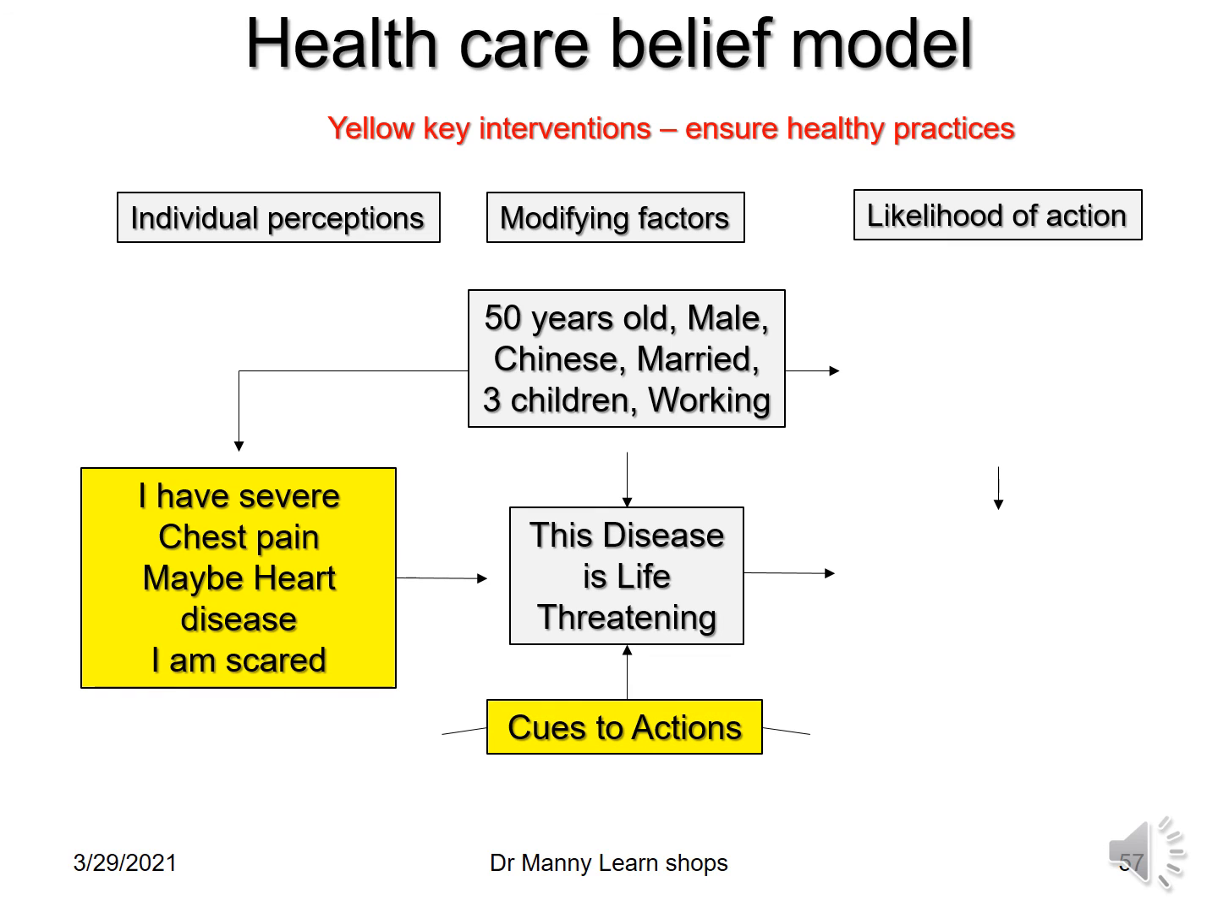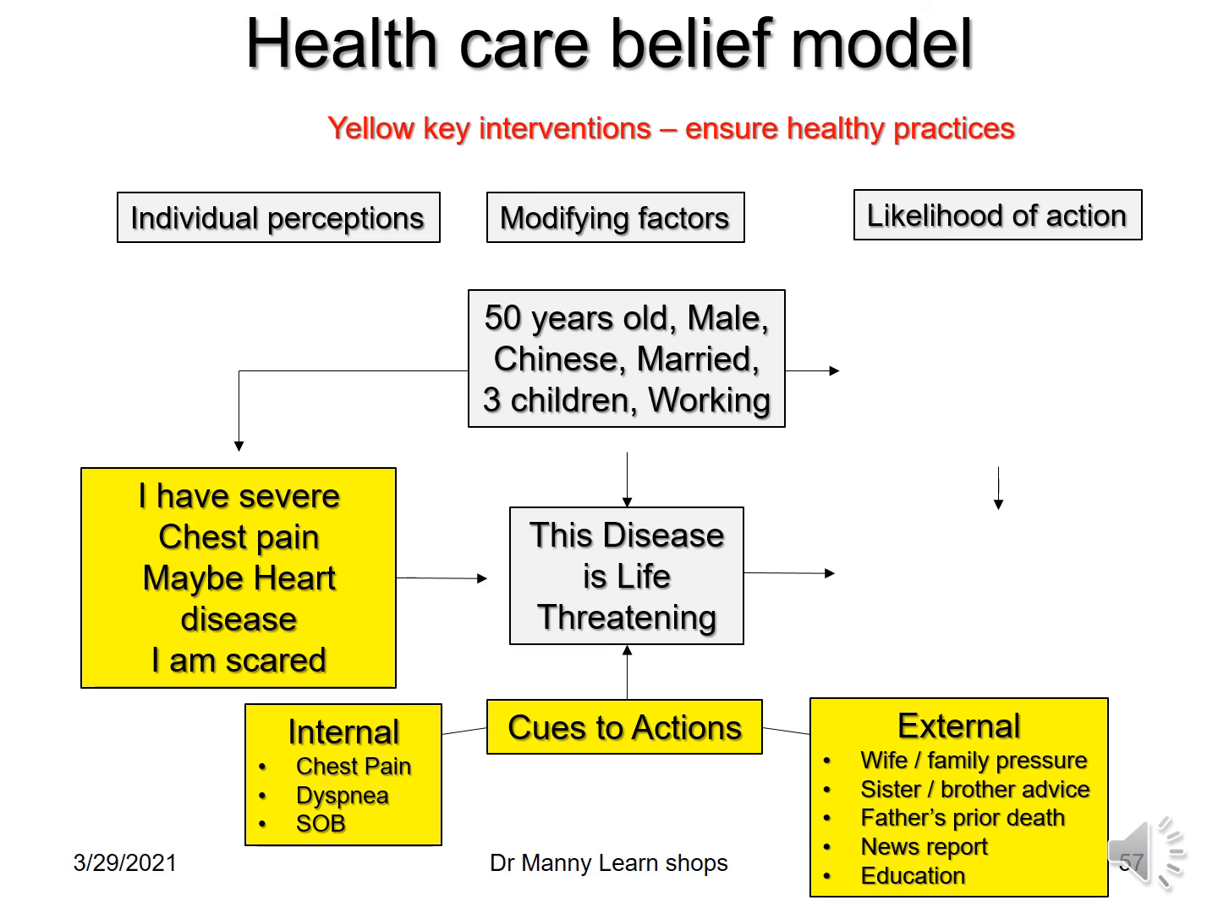So what are his cues for action? What's he going to do about it? Well, the cue for action to make him do something about it is that he's having chest pain, he's got dyspnea, well, he's got difficulty in breathing, and he's short of breath. Then he remembers that his father died of a similar condition, so he's got a family history. His wife and family, sister and brothers are constantly nagging him to do something about it because they're concerned. He listens to the news report about how here in Malaysia heart disease is very high. So he educates himself about what is happening.